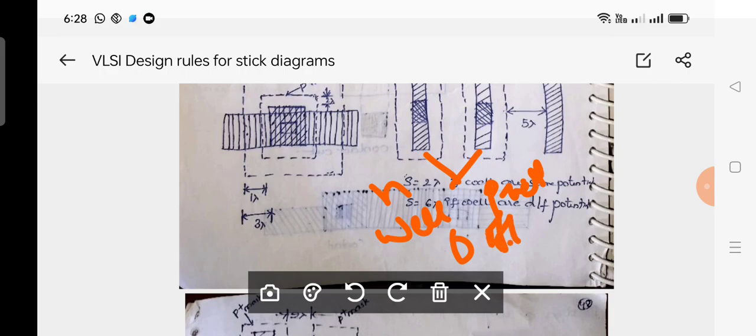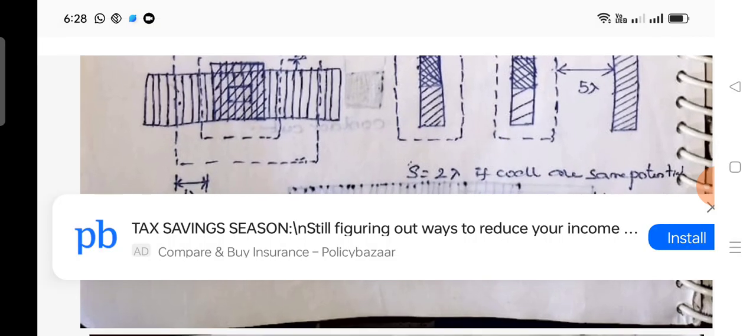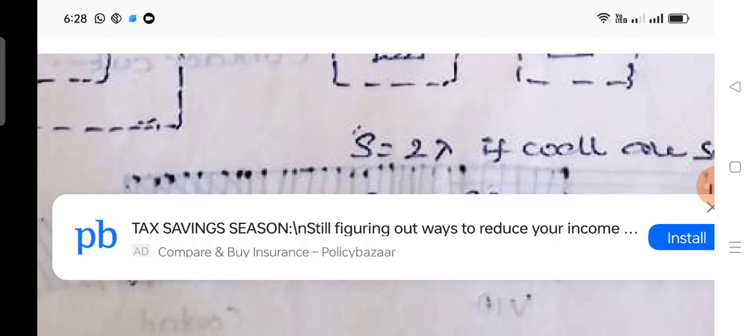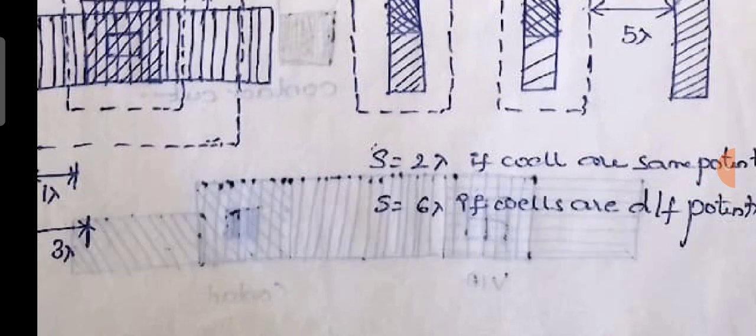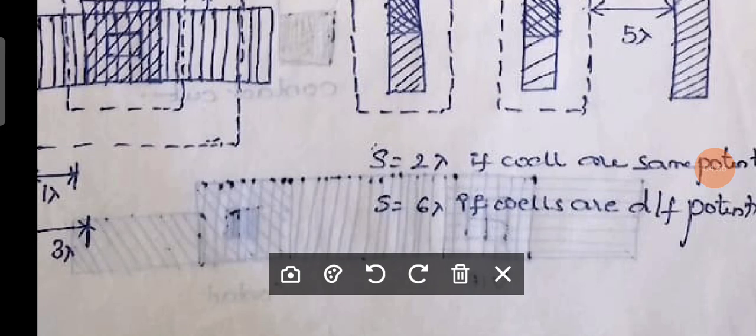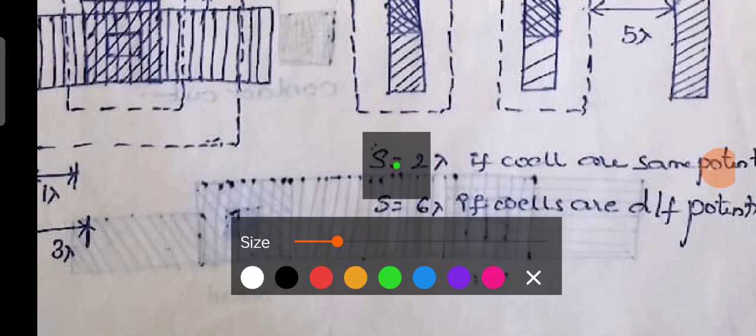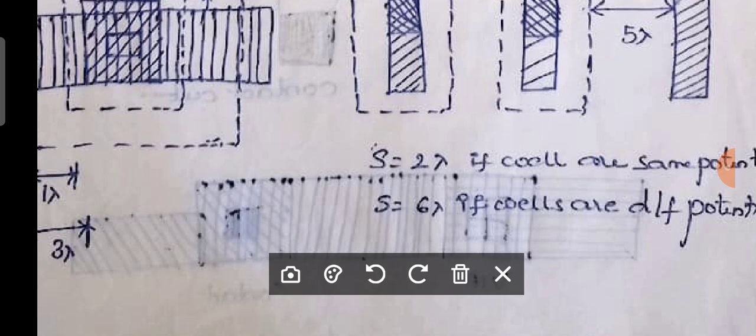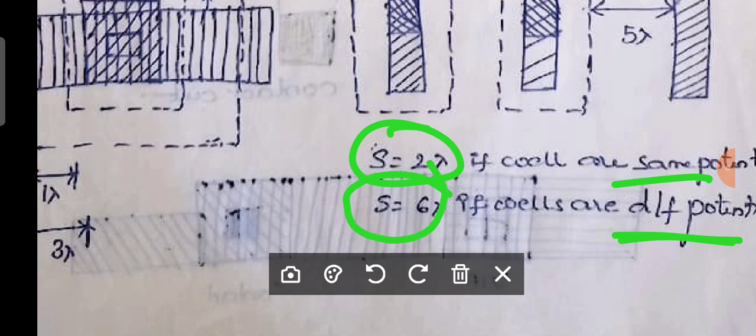If one is an N well and another one is a P well, that is what? Different potential. That means if two wells are at the same potential or at different potential, you can observe that there is a variation in the separation. If same potential, you can talk about 2 lambda as the minimum separation. If different potential, 6 lambda is the minimum separation. Is it understood?